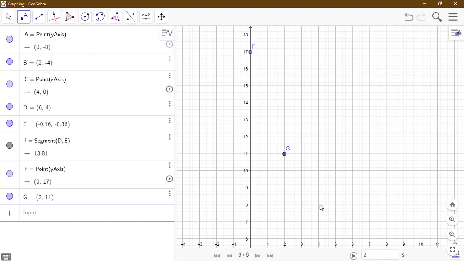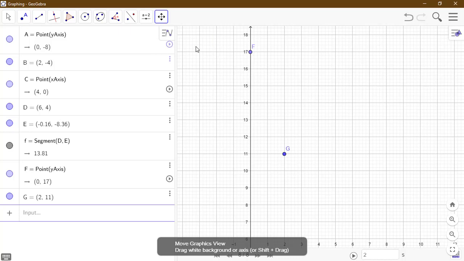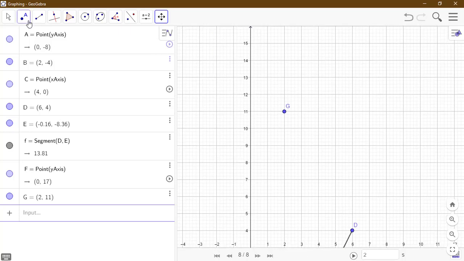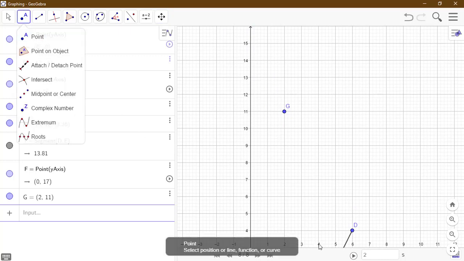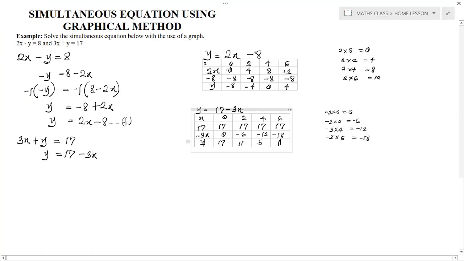X is 4, y is 5. Then the next thing is when x is 6. So here is minus 1. That's a mistake. Here is minus 17 minus 18 is minus 1.